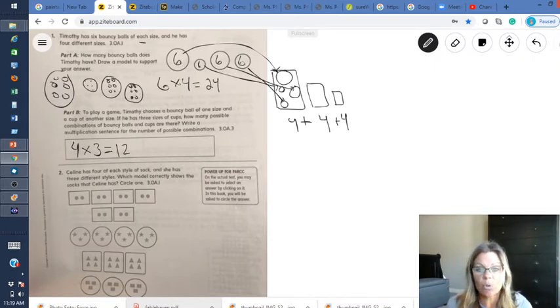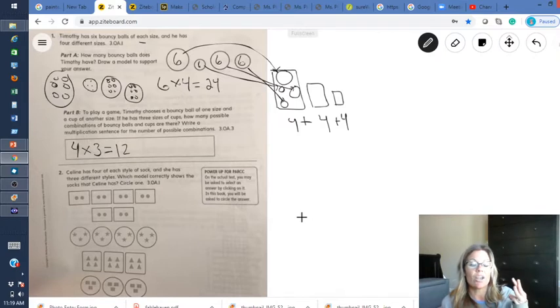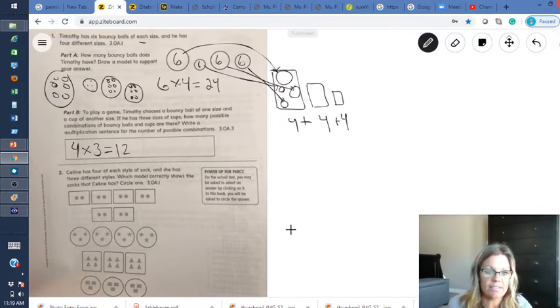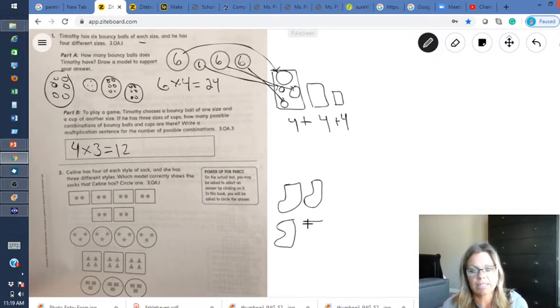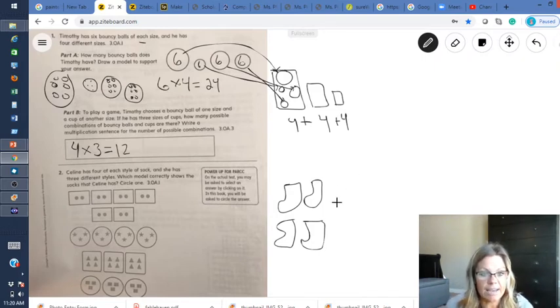Celine has 4 of each style of sock, and she has 3 different styles. So let's say she's got 4 of each style of sock. So she's got 1 sock, 2 socks, 3 socks. Don't laugh at my socks. 4 socks. That one looks like a boot. Okay, so here is 4 of each style of sock.